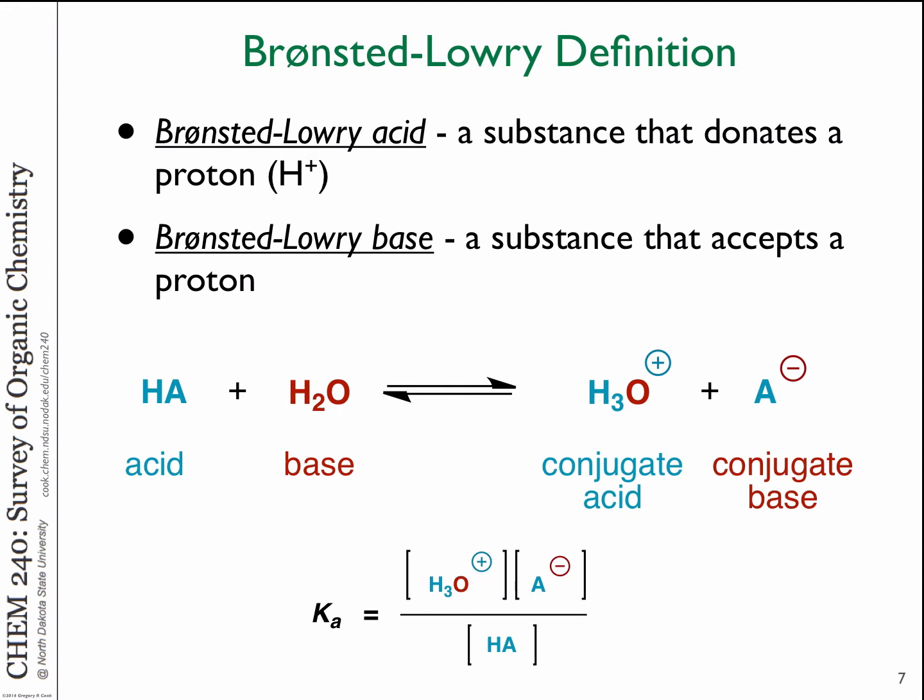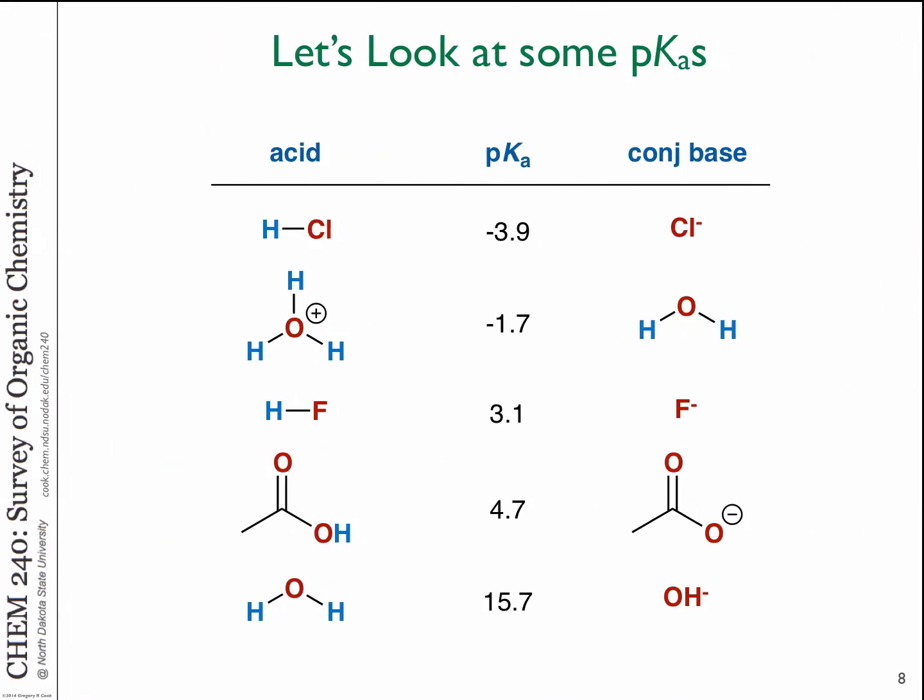The position of the equilibrium depends on the strength of the acid. Okay, and that's measured by the equilibrium constant. And the equilibrium constant we can also express as a pKa, or minus log of that Ka. So again, just to remind you, if the equilibrium constant is higher, then it's a stronger acid, the reaction goes to the right. That means the pKa is going to be lower. Okay, so the lower the pKa, the stronger an acid it is.